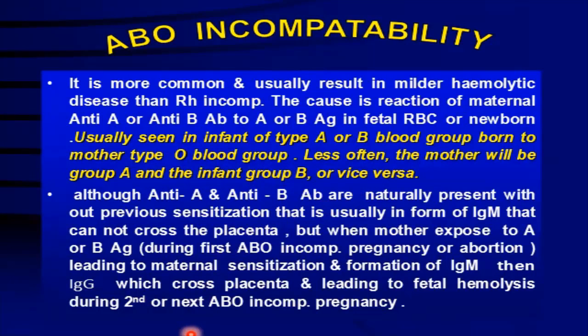Although anti-A and anti-B are naturally present without previous sensitization, they are usually in the form of IgM that cannot cross the placenta. But when the mother is exposed to A or B antigen during birth, ABO incompatibility, pregnancy, or abortion, it leads to maternal sensitization and formation of IgM, then IgG, which crosses the placenta and leads to fetal hemolysis during a second or subsequent ABO incompatibility.